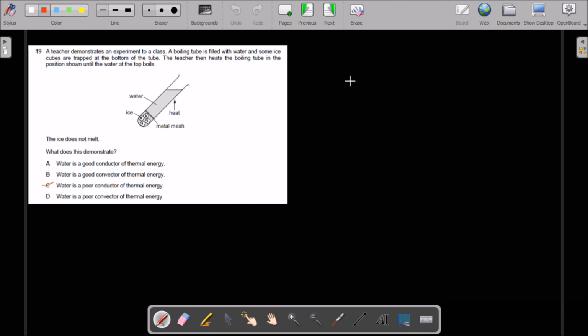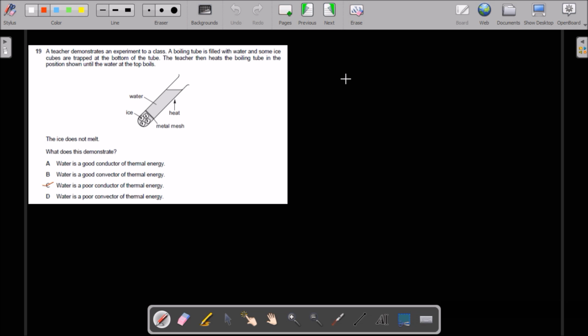Question 19. A teacher demonstrates an experiment to a class. A boiling tube is filled with water and some ice cubes are trapped at the bottom of the tube. The teacher then heats the boiling tube in the position shown until the water at the top boils. The ice doesn't melt. What does this demonstrate?